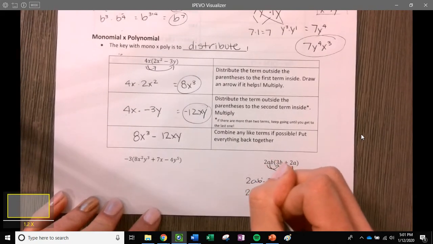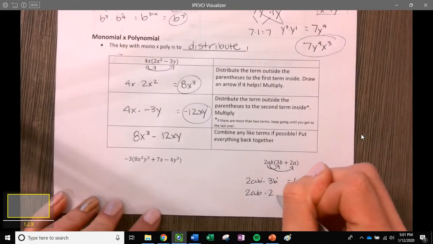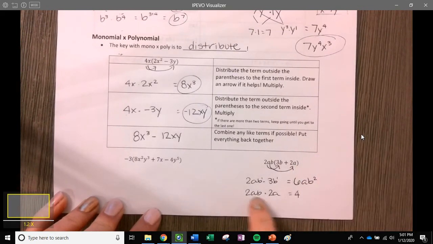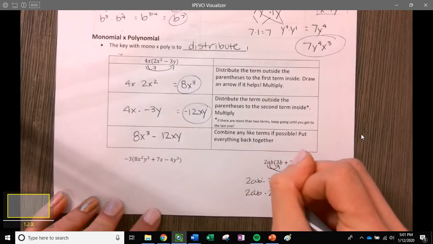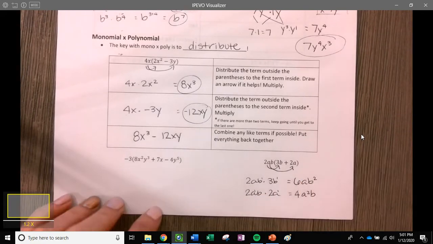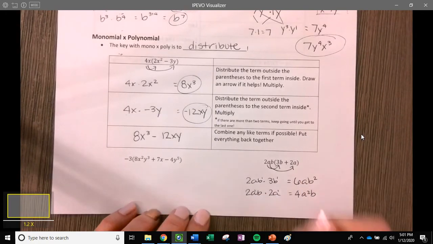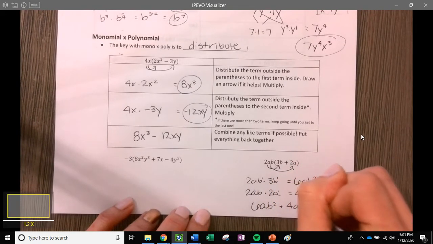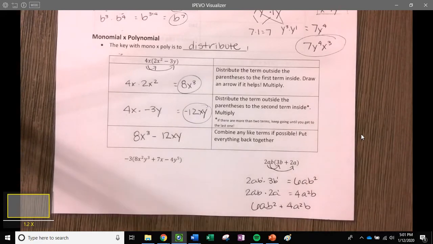And then I'm going to do 2ab times 2a, and that's going to give me 2 times 2 is 4. a times a is the same thing as a to the 1 plus 1, a squared, and the b, can't forget about that. Both of these are positive. We've got 6ab squared plus 4a squared b. These both have a and b. Can we combine them? No, we cannot, because the exponents don't match. We've got a squared and a 1, a squared and a 1. They do not match. This is as far as we can go.